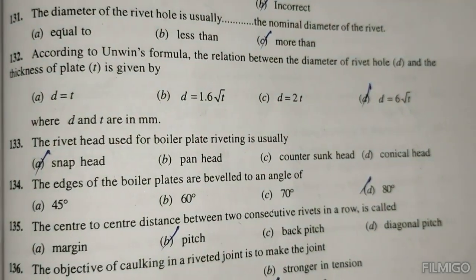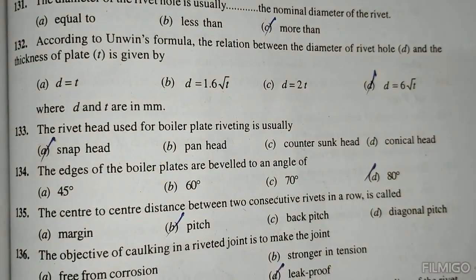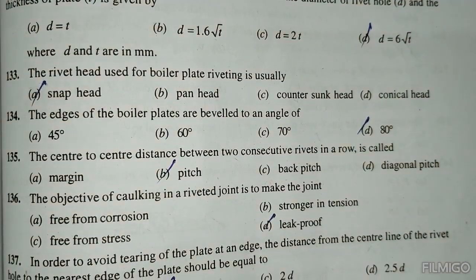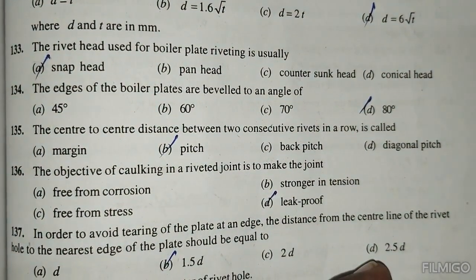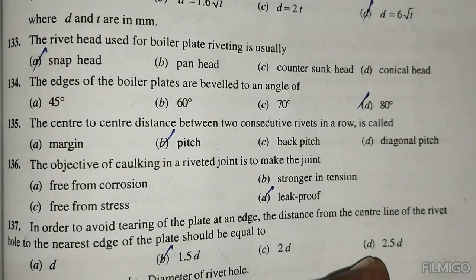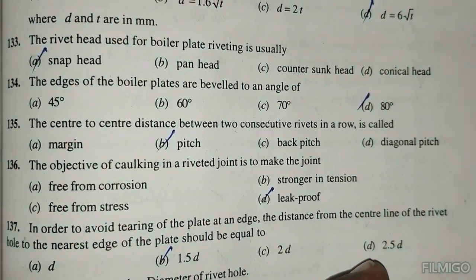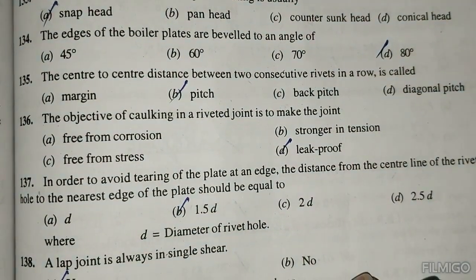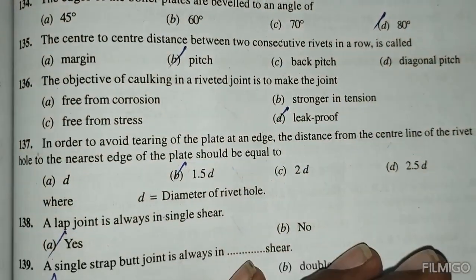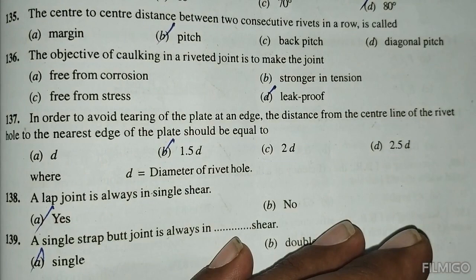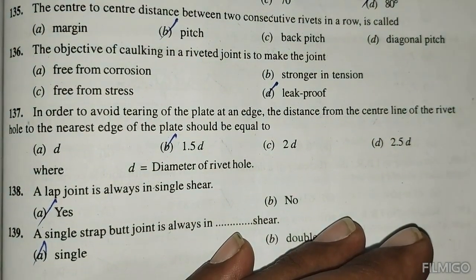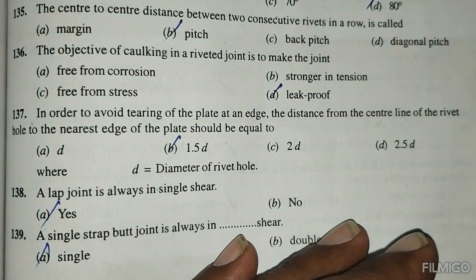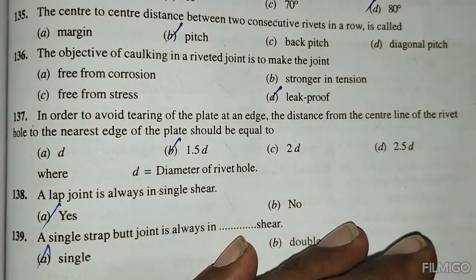The rivet head used in boiler plate riveting is usually a snap head. The edge of the boiler plates is beveled to an angle of 80 degrees. The center to center distance between two consecutive rivets in a row is called pitch. The objective of caulking a riveted joint is to make the joint leak proof. In order to avoid tearing of the plate at an edge, the distance from the center line of the rivet hole to the nearest edge of the plate should be equal to 1.5 d.